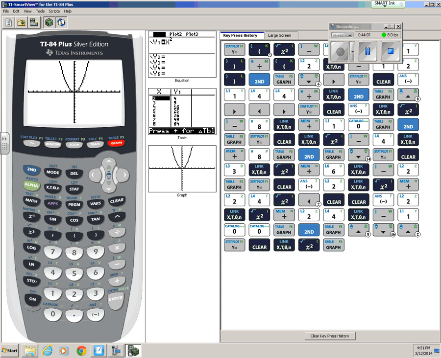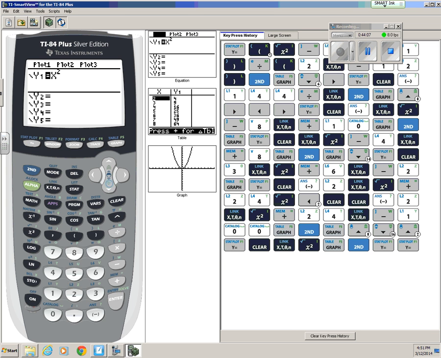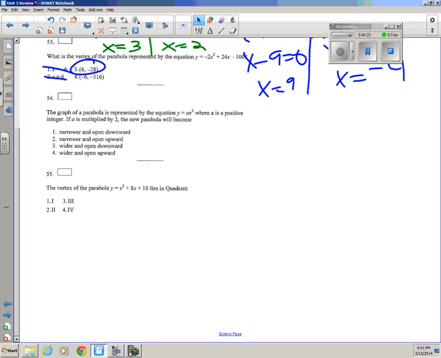So now instead of having y equals 1x squared, we're going to go to y equals, leave that where it is, and now we're going to multiply it by 2. Let's see what happens when the graph is 2x squared. The first graph you see is the original one. The second graph is the new one. It went inside. It got more narrow. It still opens up, but it got more narrow. So it's choice 2, narrower and open upward.